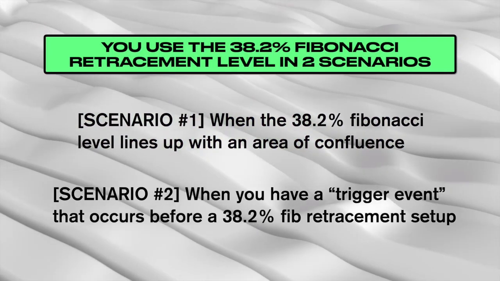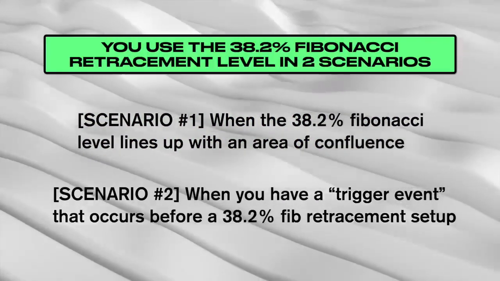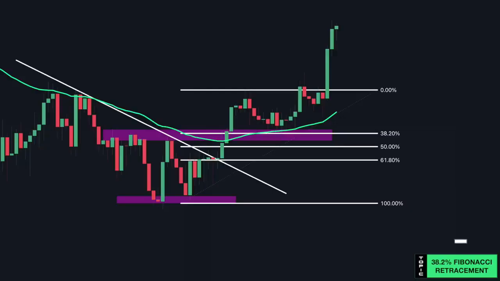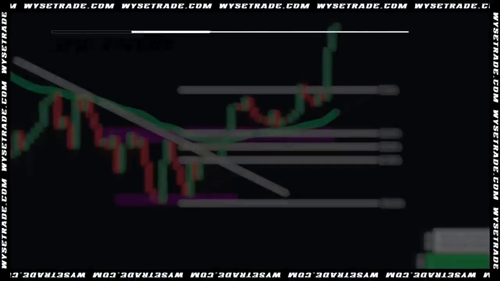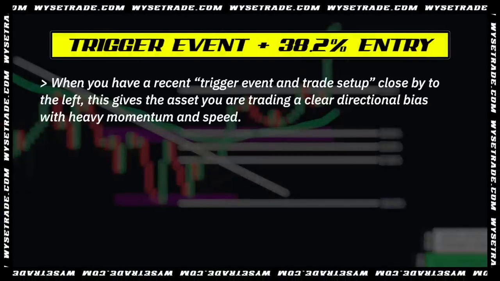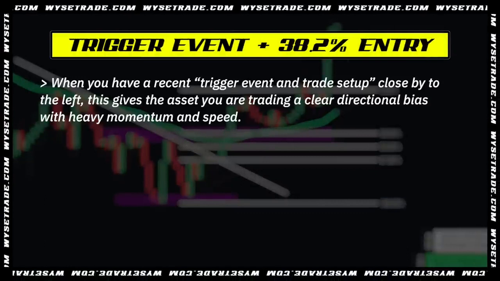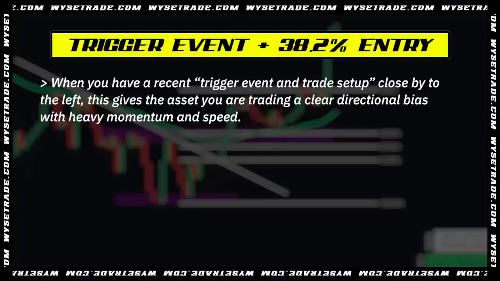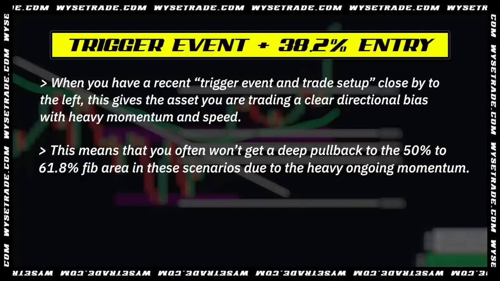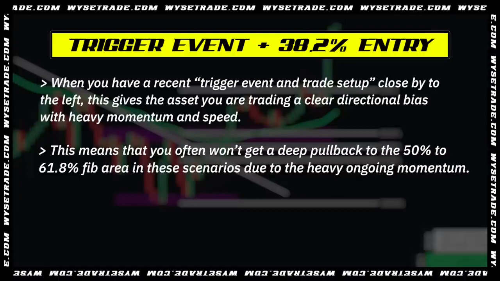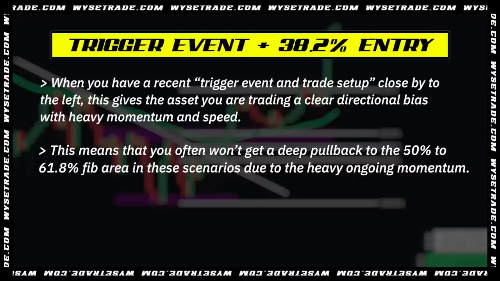When you have a trigger event that occurs before a 38.2% Fibonacci retracement setup. So when you have a recent trigger event and trade setup close by to the left, this gives the asset you are trading a clear directional bias with heavy momentum and speed. This means that you often won't get a deep pullback to the 50% to 61.8% Fib area in these scenarios due to the heavy ongoing momentum.